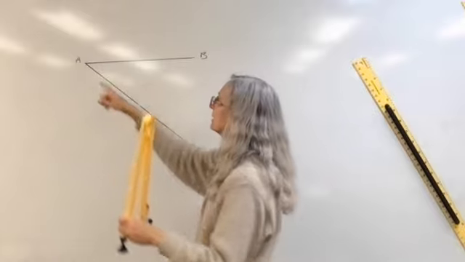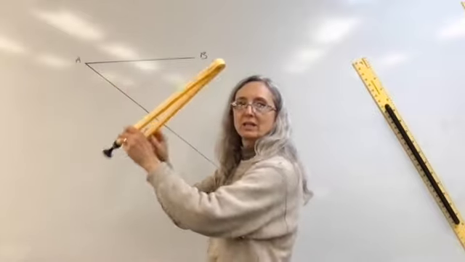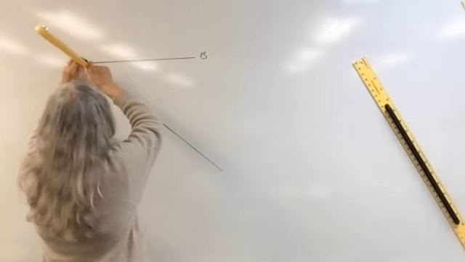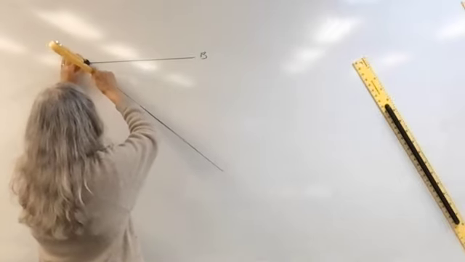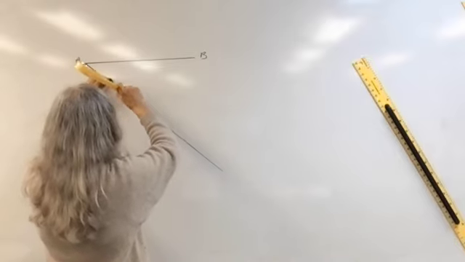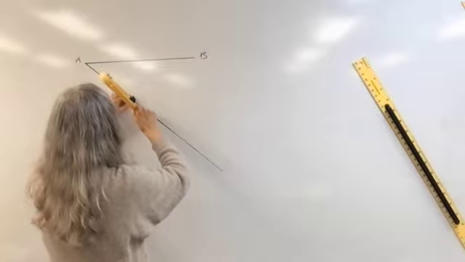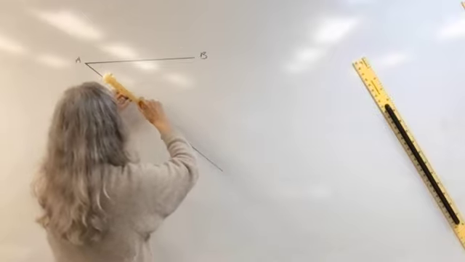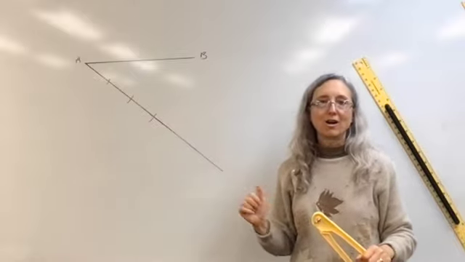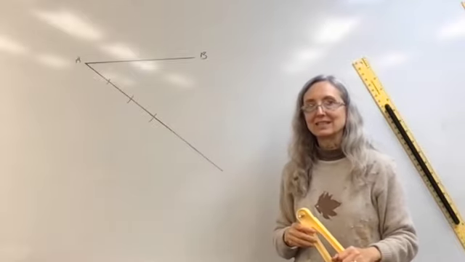So I'll put my point at A, mark the first one, then shift to the second one. Let me show you what I mean. Here's my first mark. Lift it, do my second mark with the same compass setting, and my third mark with the same compass setting. Now all those 3 marks on that ray are evenly spaced.